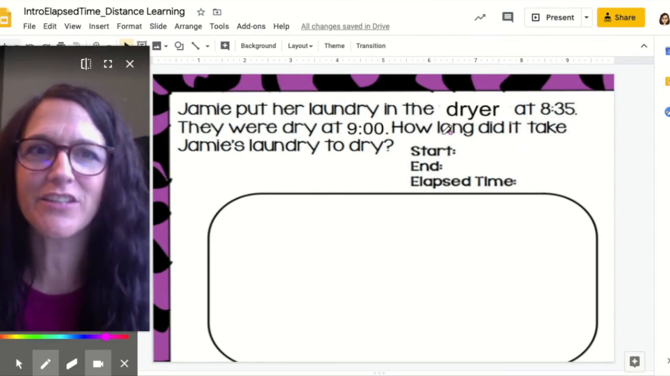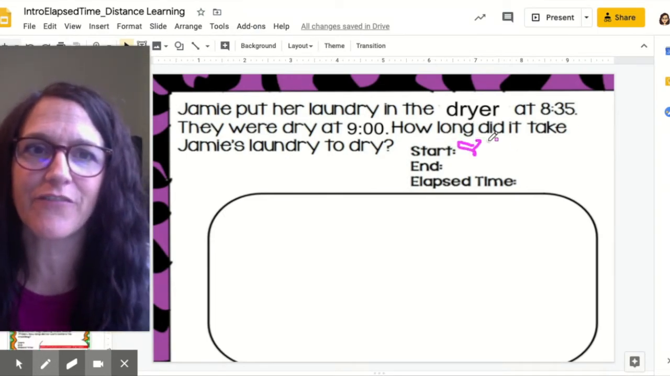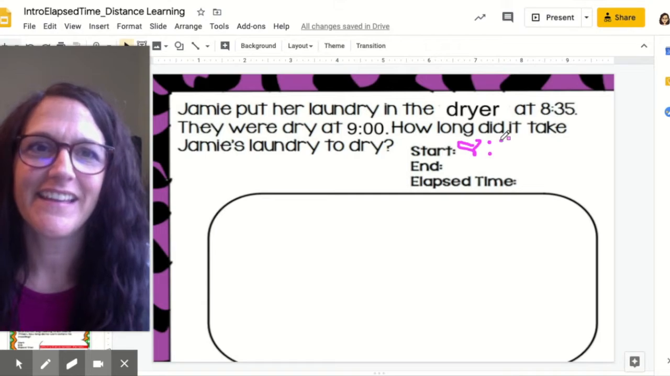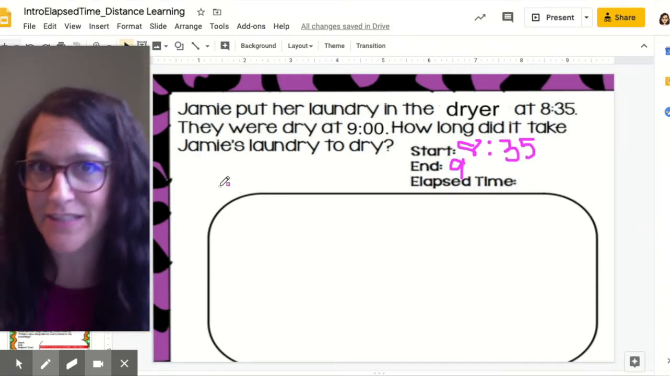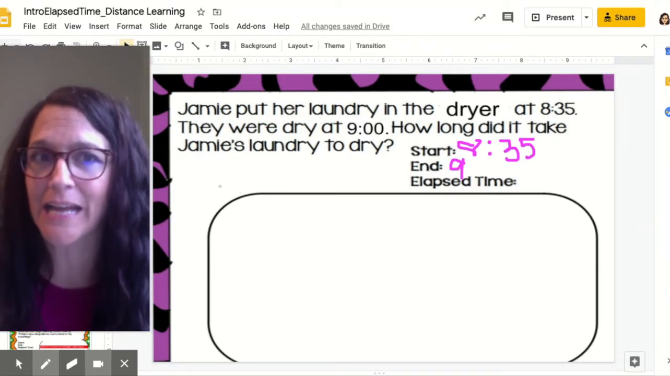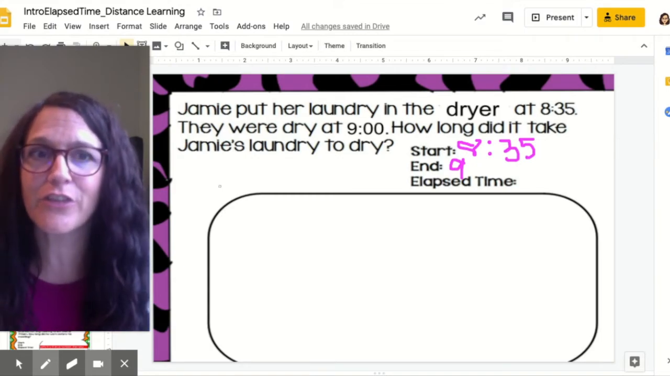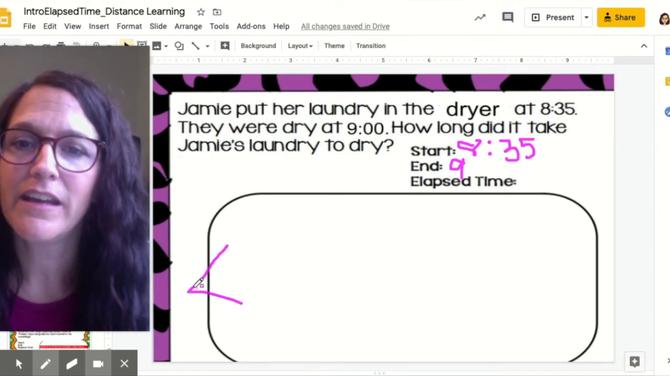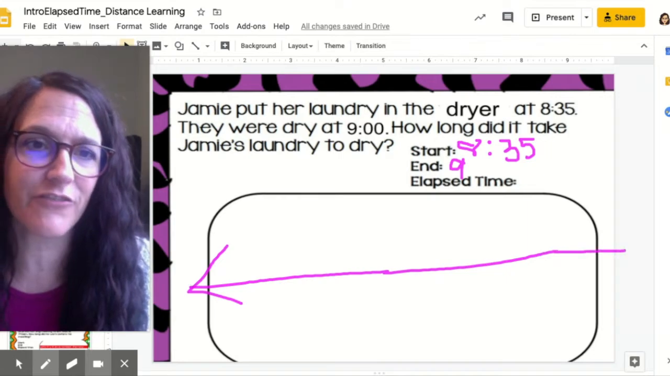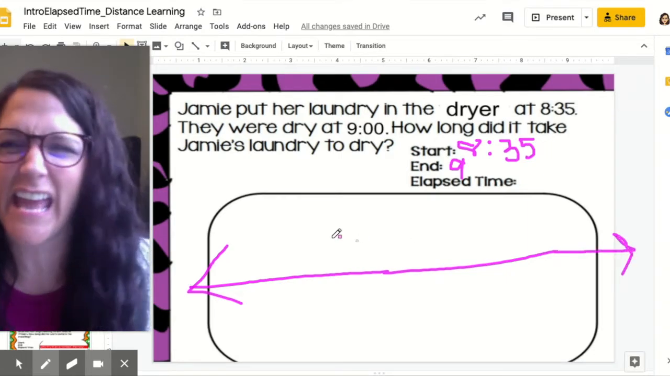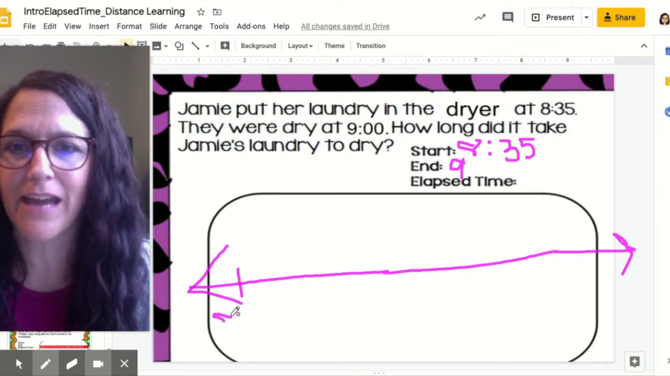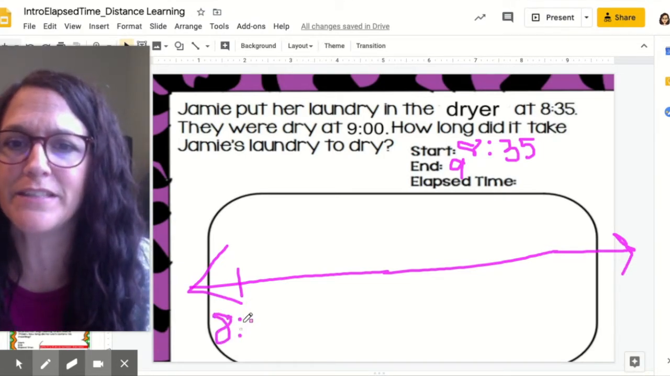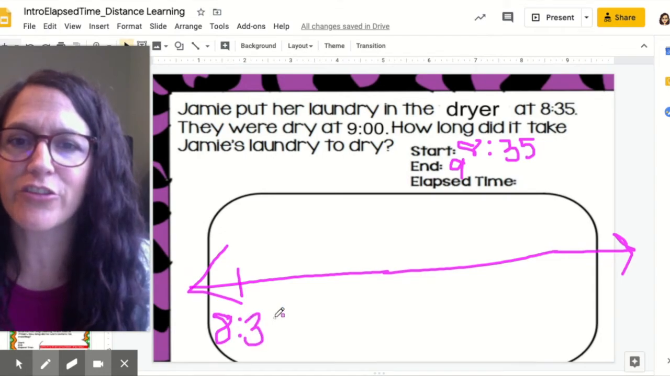Okay, so we saw that she started at 8:35. She ended at 9. So we're going to go ahead and figure out how many minutes or how much elapsed time passed from 8:35 until 9 o'clock. I like using my number lines for these. I just think that they help me get it correct because we are really good at skip counting by tens and fives and ones. So I'm going to start at 8:35.